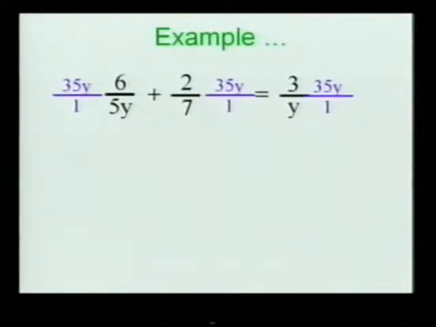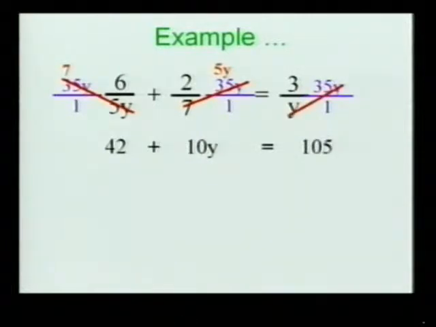Now let's see if this does in fact fix us up. That cancels 35y and 5y, and I get 7. Of course, you got to multiply by your 6, and you get 42. No fraction. Next term, multiply here the 7 and the 35. I get a 5y. Got to multiply by your 2. At least I don't have a fraction. And lastly, cancel the y's here, I get 105. Now you should know how to solve this. Let's get y alone.